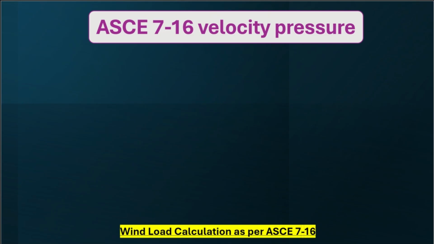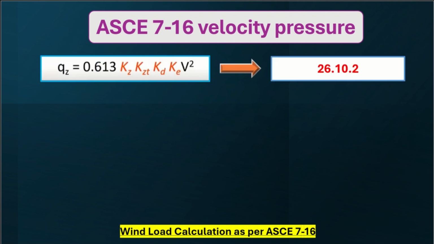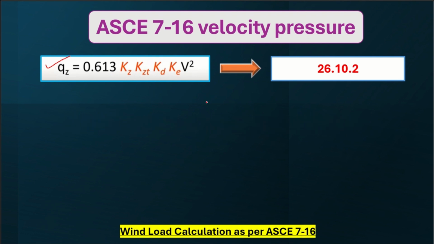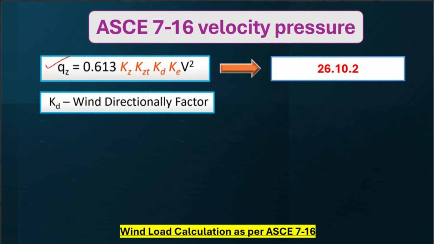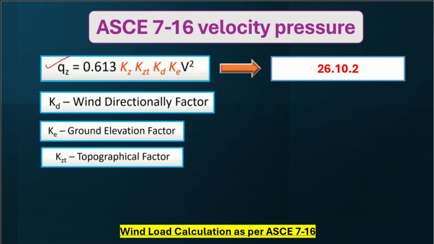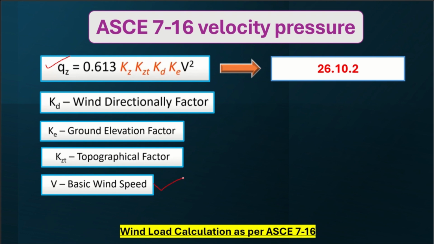If you open ASCE 7-16 chapter 26 and clause 26.10.2, you will find this wind pressure formula, that is 0.613 Kz Kzt Kd Ke into V square. Here Kd is the wind directionality factor, Ke is the ground elevation factor, Kzt is the topographic factor, and V is the basic wind speed. In the first part I explained how to take this basic wind speed. It is based upon the site location. The client needs to give this wind speed based upon previous data, like 10 or 15 years of data.